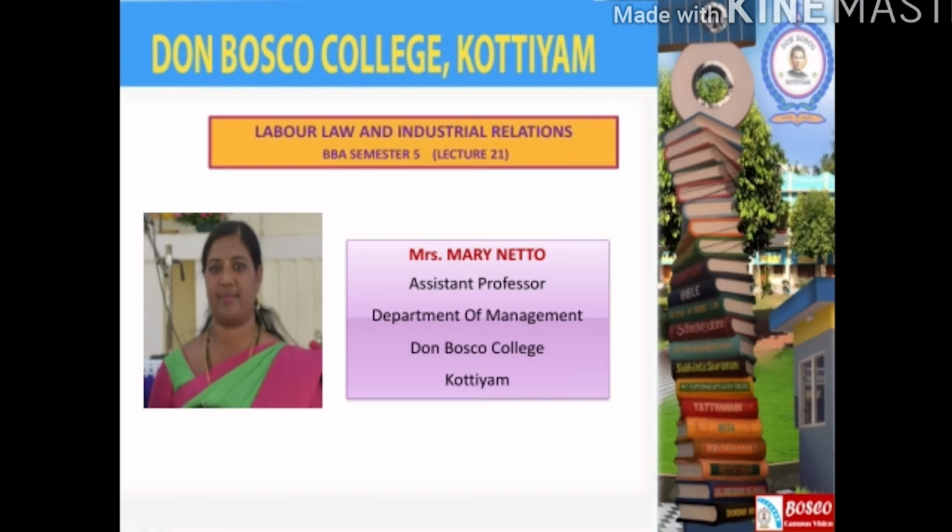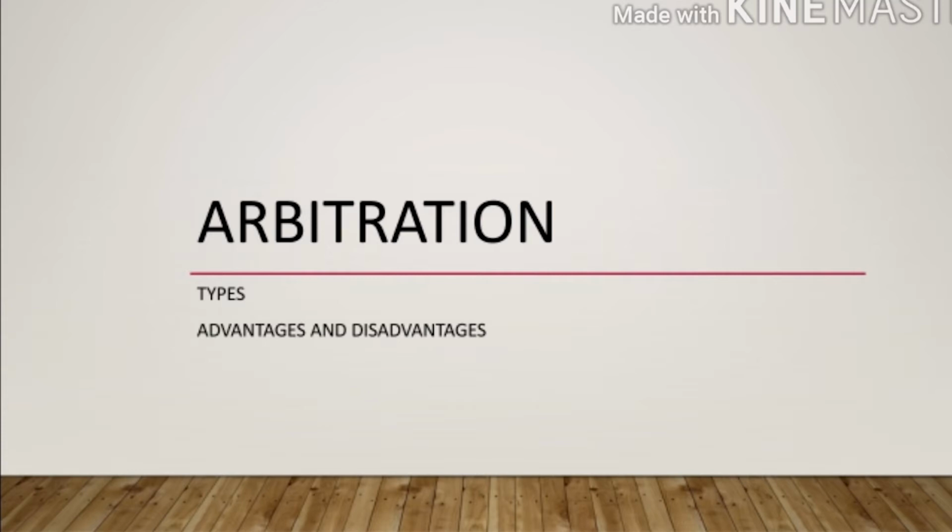Today, we are discussing the subject Labour Law and Industrial Relations of BBA S5 under Kerala University. Today we are discussing the topic arbitration. That is, the arbitration may be of two types, voluntary arbitration and compulsory arbitration, and the advantages and disadvantages of arbitration. So let's see in detail what is arbitration.